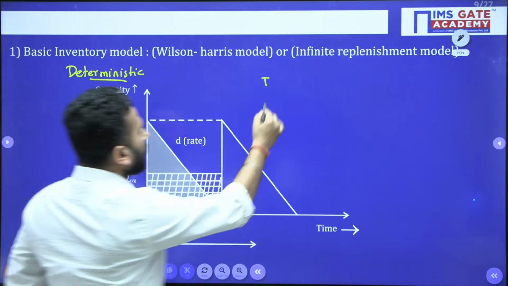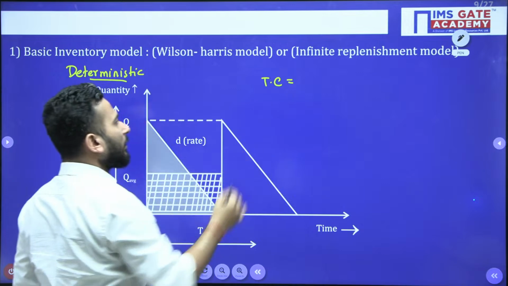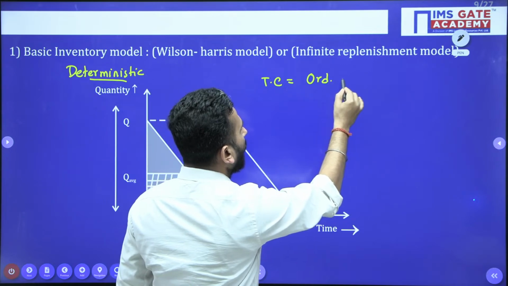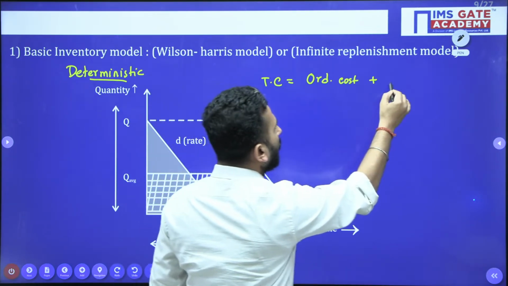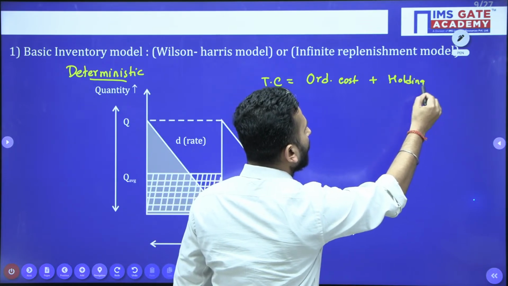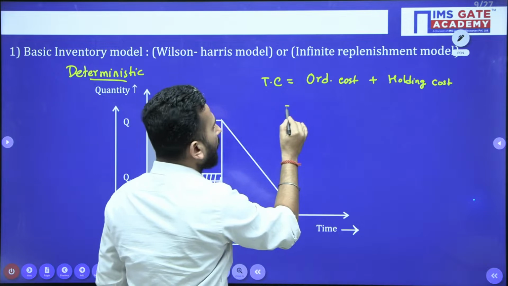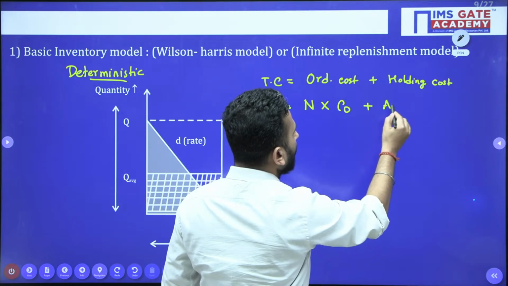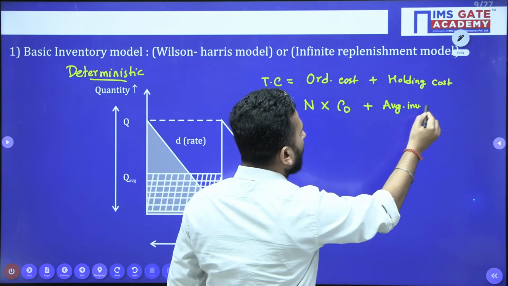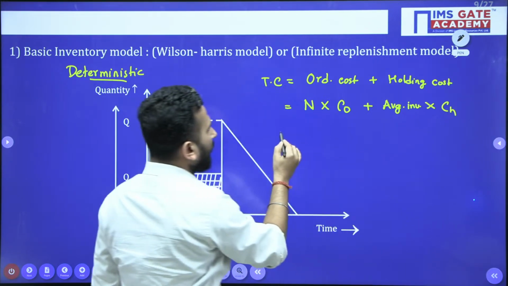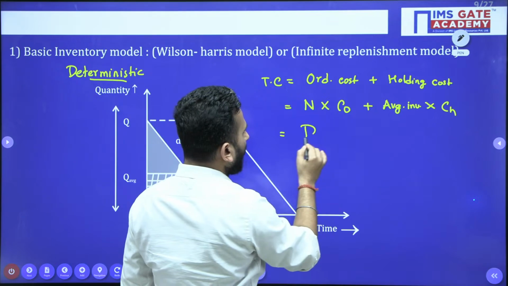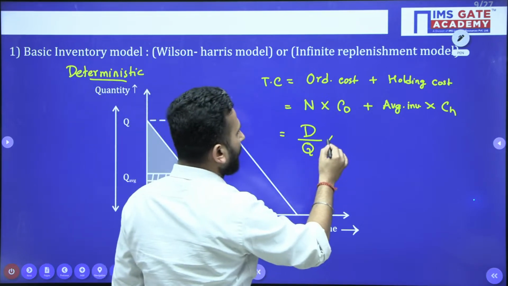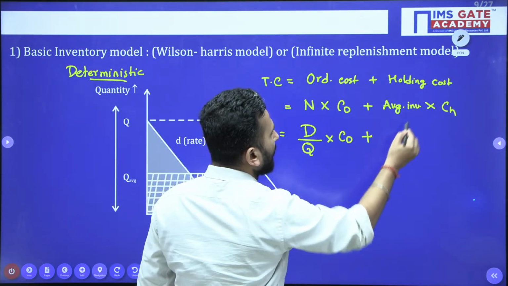Now my dear friends, what is the total cost or total variable cost over here? In this basic model, it is nothing but ordering cost plus holding cost. It is nothing but number of orders into C naught plus average inventory into holding cost. What is number of orders? Number of orders is annual demand divided by order quantity, multiplied by C naught, plus what is average inventory?